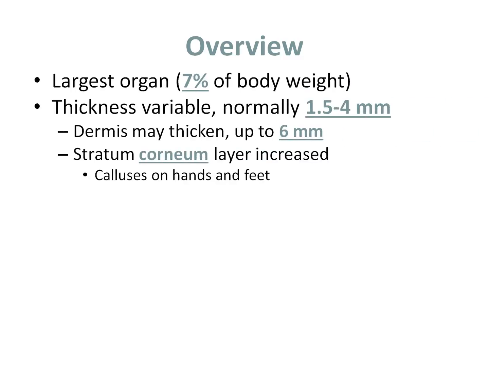The skin is our largest organ. It makes up about 7% of our body weight. The thickness is variable, but normally between 1.5 and 4 millimeters thick. The dermis may thicken up to about 6 millimeters. The stratum corneum layer can be increased, causing calluses on our hands and feet, which also causes the thickness to increase.